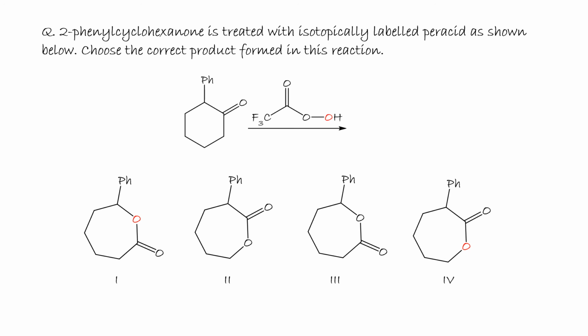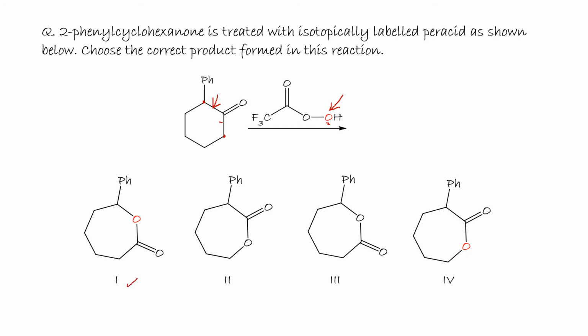2-phenylcyclohexanone is treated with isotopically labeled Baeyer acid as shown below. Choose the correct product formed in this reaction. This one is the isotopic oxygen, and we have mentioned clearly in the previous slides that this oxygen is the one getting inserted. So it's inserted in here because this one is secondary and this is CH2. So we are expecting this oxygen to be in here. Oh, this is correct.